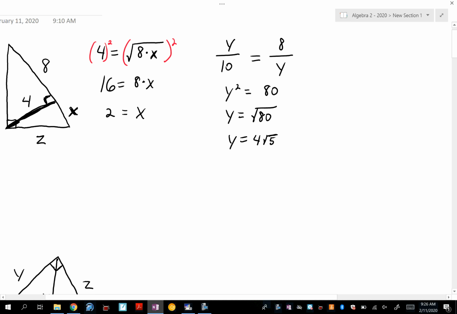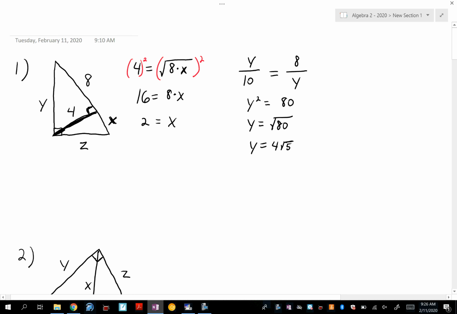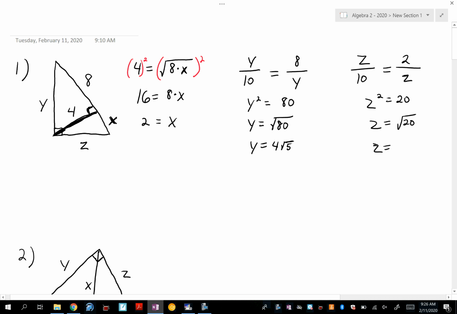For z, I'm going to do the same type of process. I'm going to put z over 10, because again, it's always going to start with the side length you're solving for, so z, over the hypotenuse, which is 10, of the biggest triangle, and then equal to the piece that's closest to z. In the original problem it was labeled x, but we know that x is now 2, so I'm going to put 2 over z. Again, cross products, you get z squared equals 20, so z equals the square root of 20. If you want to simplify that, it's going to be 2 times the square root of 5.